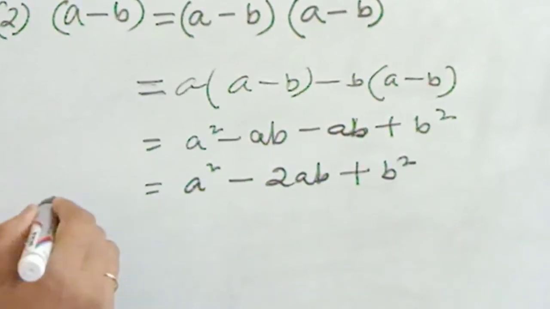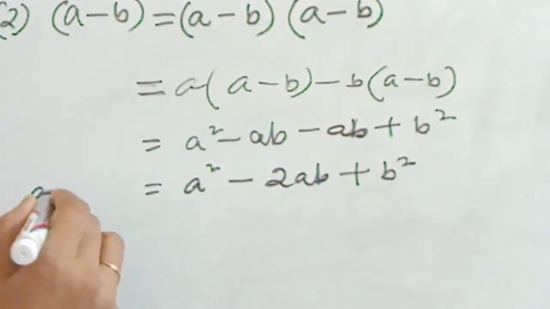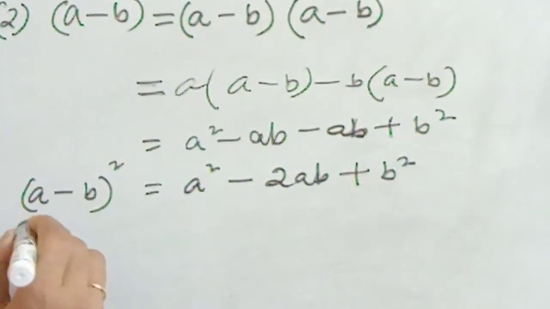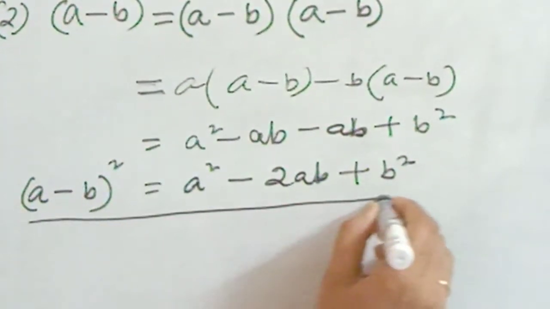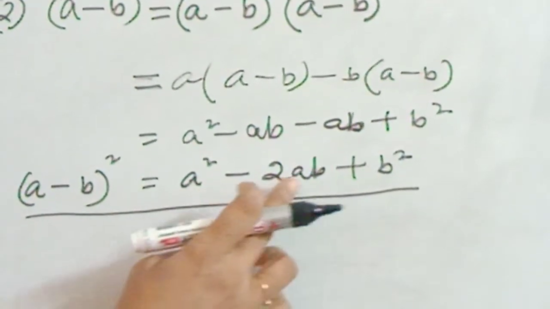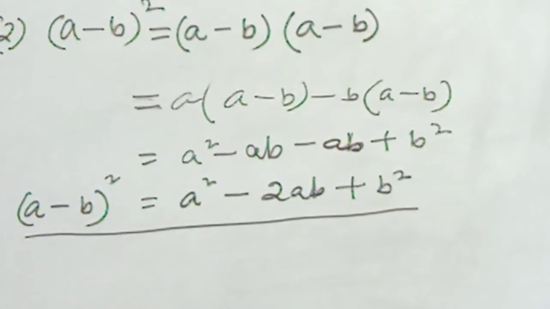So this is our identity. Instead of writing the whole thing every time, you will write (a minus b) whole square is equal to a square minus 2ab plus b square. This is our second identity.